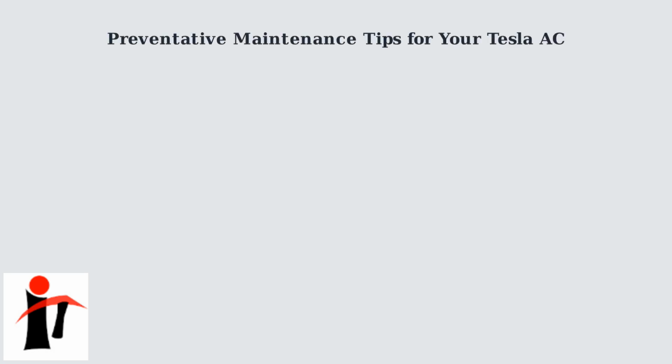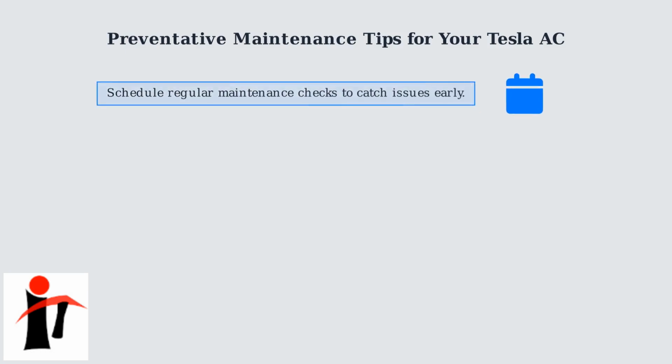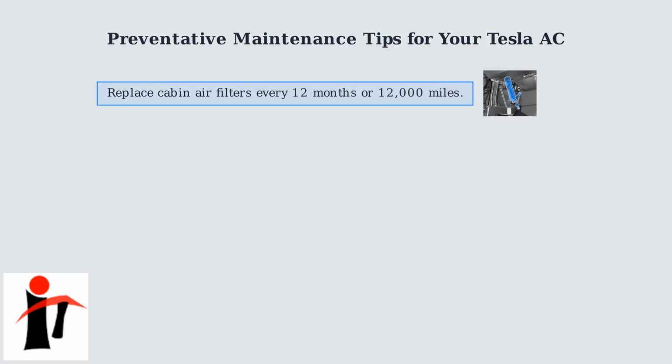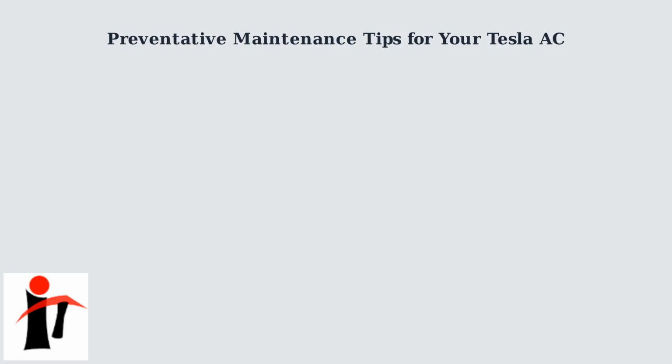Preventative maintenance is key to keeping your Tesla Model S AC system running smoothly and avoiding costly repairs. Regular maintenance checks help identify potential problems before they become major issues. This includes inspecting the AC system during routine service visits. Cabin air filters trap dust and debris, preventing clogs in the ventilation system. Tesla recommends replacement every 12 months or 12,000 miles to maintain optimal air quality and system efficiency.